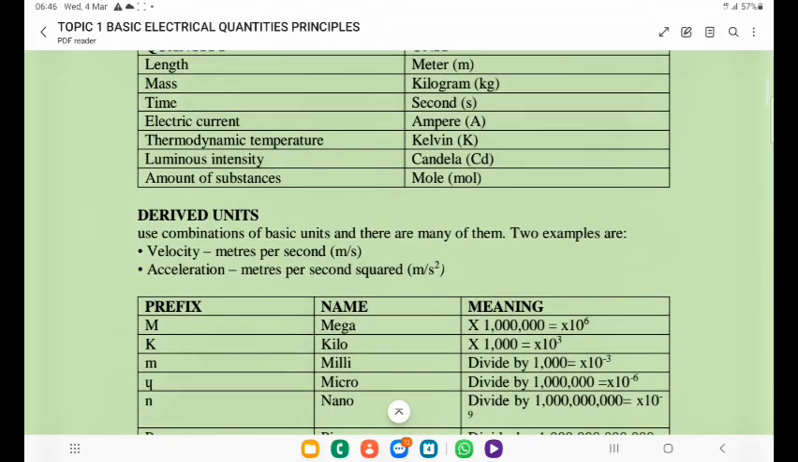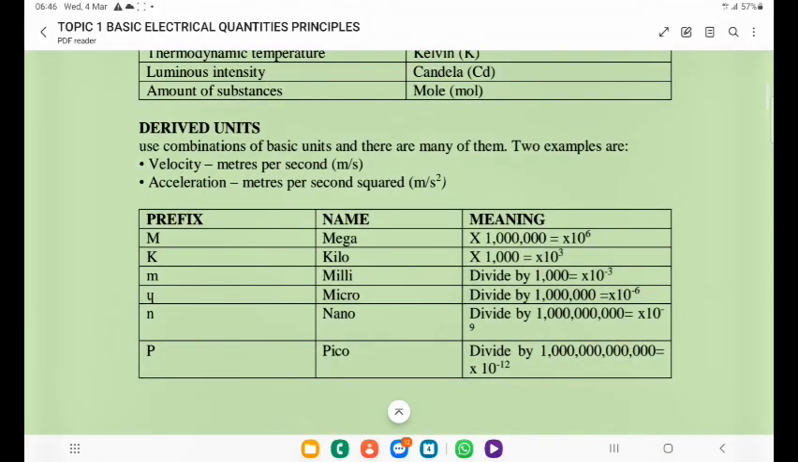Then you have derived units, which are a combination of basic units. You can have two or more basic units combined together, and that forms a derived unit. We have velocity and acceleration as examples of derived units.